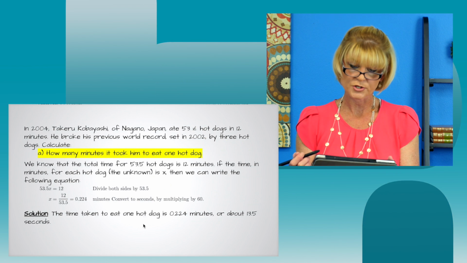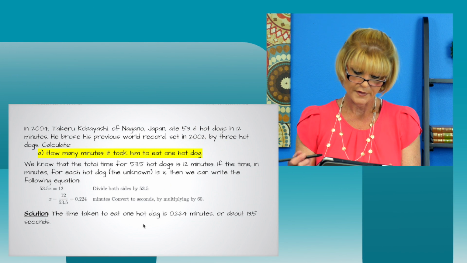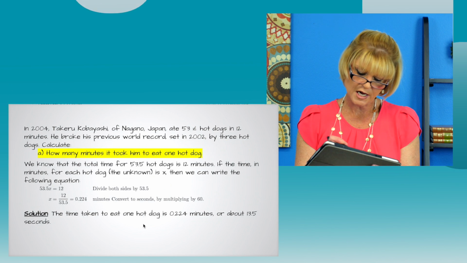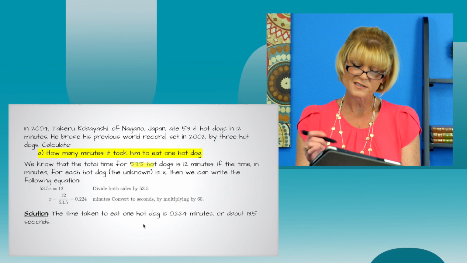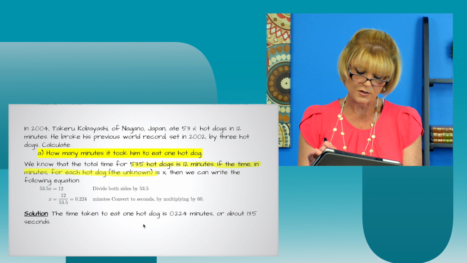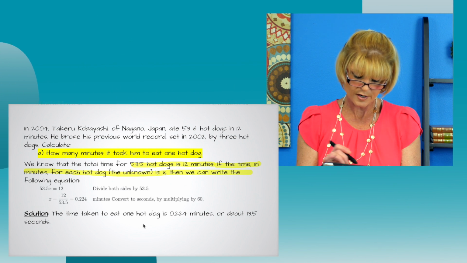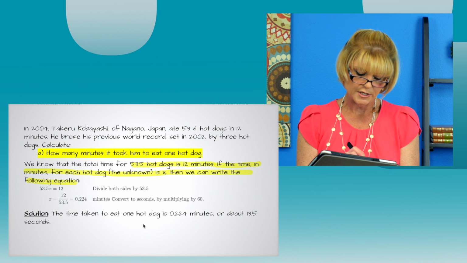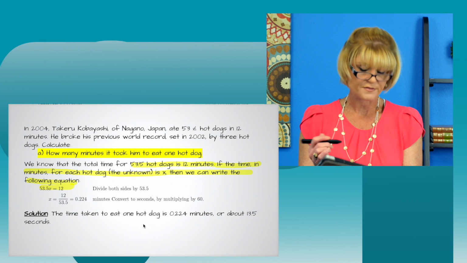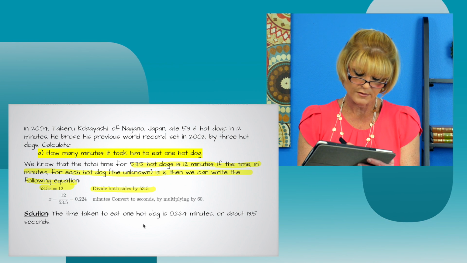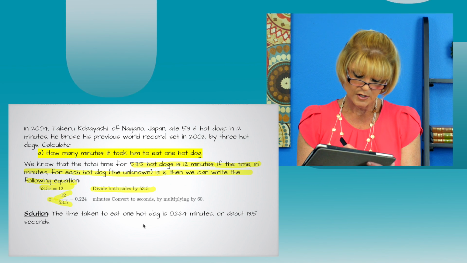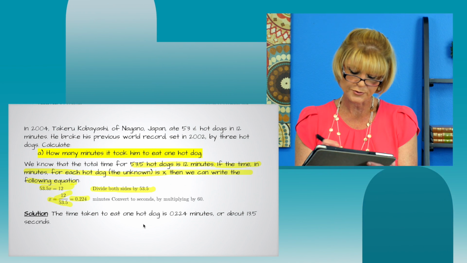So let's look at the A question. How many minutes did it take him to eat 1 hot dog? So we know that the total time for 53 and a half hot dogs is 12 minutes. So if the time in minutes for each hot dog, or the unknown, is x, that's our variable, then we can write the following equation. 53.5x equals 12. Okay, all we need to do here is divide both sides by 53.5. We get x equals 12 over 53.5, which comes out to 0.224.